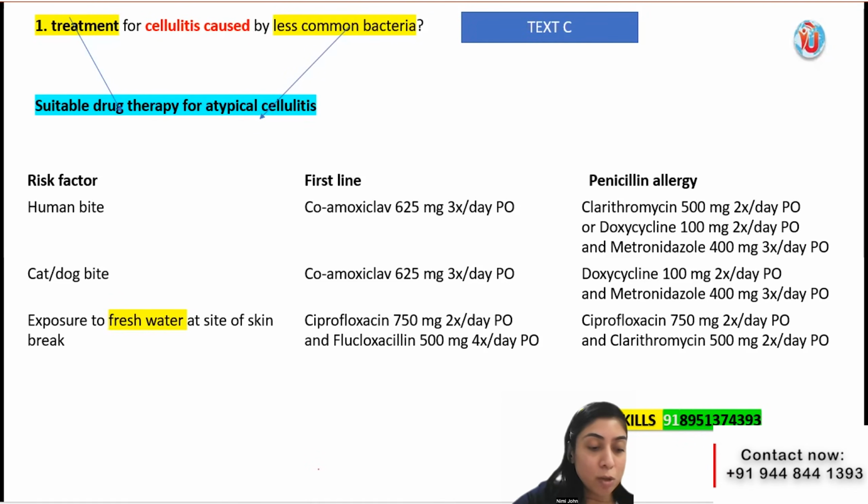Then text C has another subheading, suitable drug therapy for atypical cellulitis. This is from question number 1: treatment for cellulitis caused by less common bacteria. So the suitable drug therapy for atypical, this is the less common. That's why the answer is text C. So shall we move to text D?